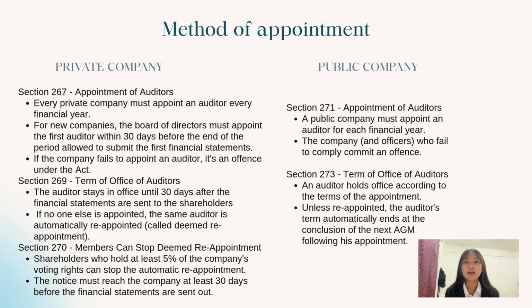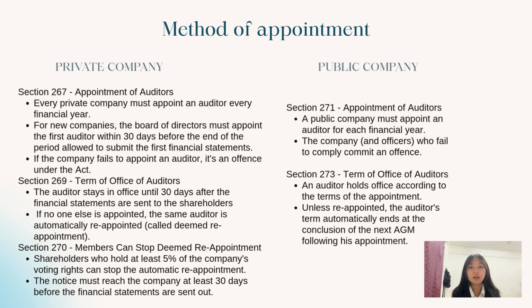For private companies, there are three sections about the method of appointment. The first section is Section 267 of the Companies Act 2016, Appointment of Auditors. Every private company must appoint an auditor every financial year. For new companies, the board of directors must appoint the first auditor within 30 days before the end of the period allowed to submit the first financial statement. For later years, if the directors don't appoint, then the shareholders must do so at a general meeting. Some small or dormant private companies can be exempt from audit. If the company fails to appoint an auditor, it's an offense under the Act.